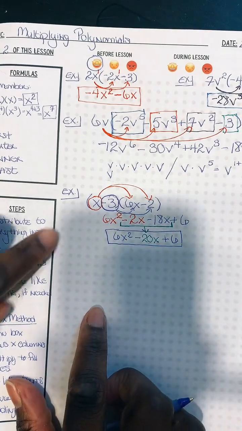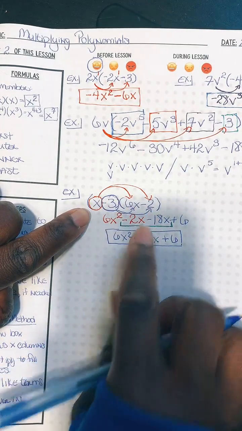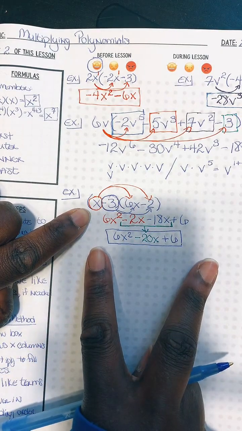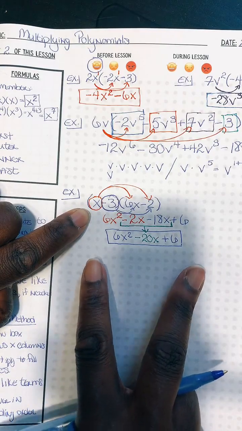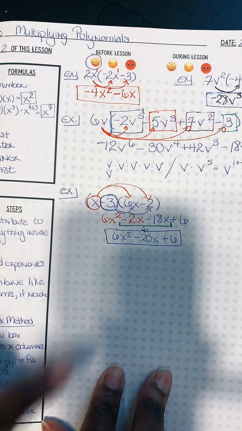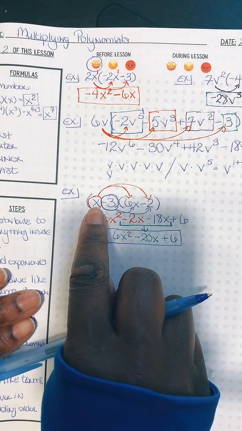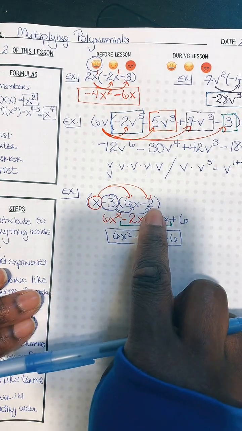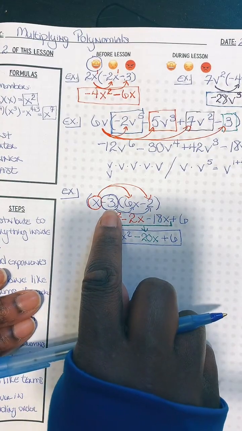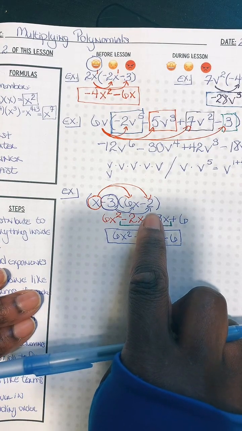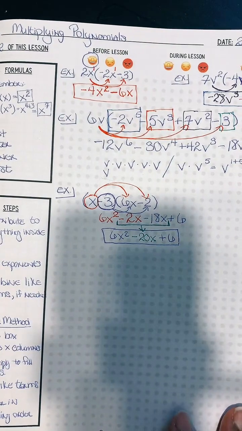So basically, you're doing the distributive property twice. Okay, you're doing two sets of the distributive property all in one problem. Okay, so all you're doing is taking the first term, distribute to everything in the second parenthesis. Then take the next term, distribute to everything in the second parenthesis.